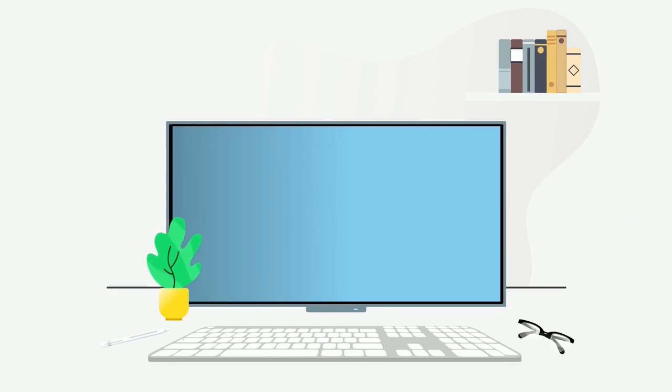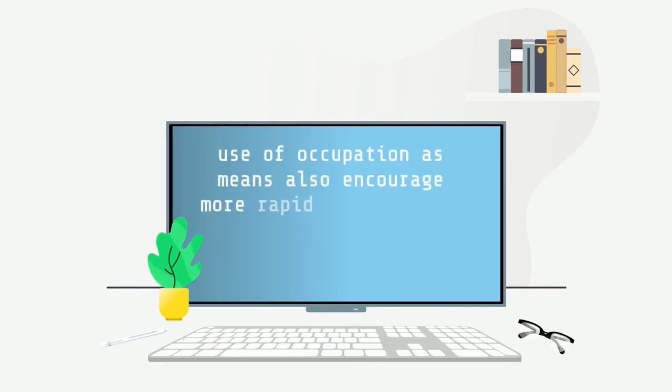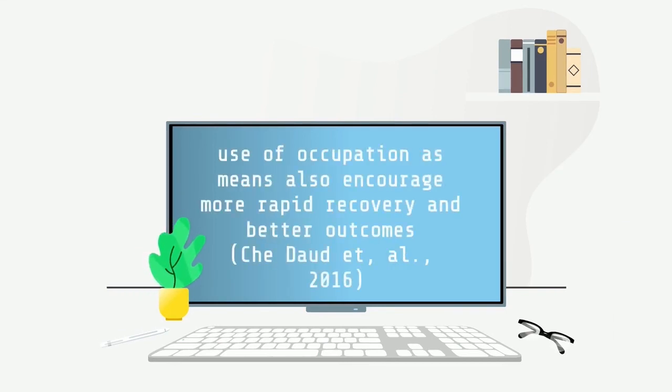And the use of occupation as a means also encourages more rapid recovery and better outcomes compared to therapeutic exercise alone, as it improves ROM of the injured extremity. This is because the individuals are encouraged to use the injured hand as much as possible while performing the task.